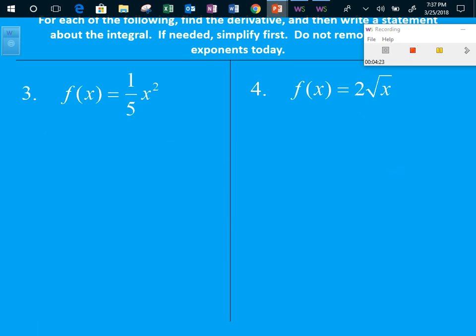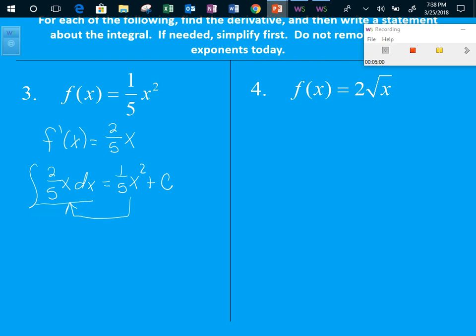Now I'm going to pick the pace up just a little bit. The derivative here on number 3, f prime of x, is going to be 2/5 x. Here comes my true statement. The antiderivative of 2/5 x dx, meaning I found the derivative of something, is 1/5 x squared plus c. C for some constant. And one last time, a quick check: if I find this derivative, I should get that. But like I said, soon you won't be given this piece, you'll only be given this piece. So we need to figure out how to get from here to here.